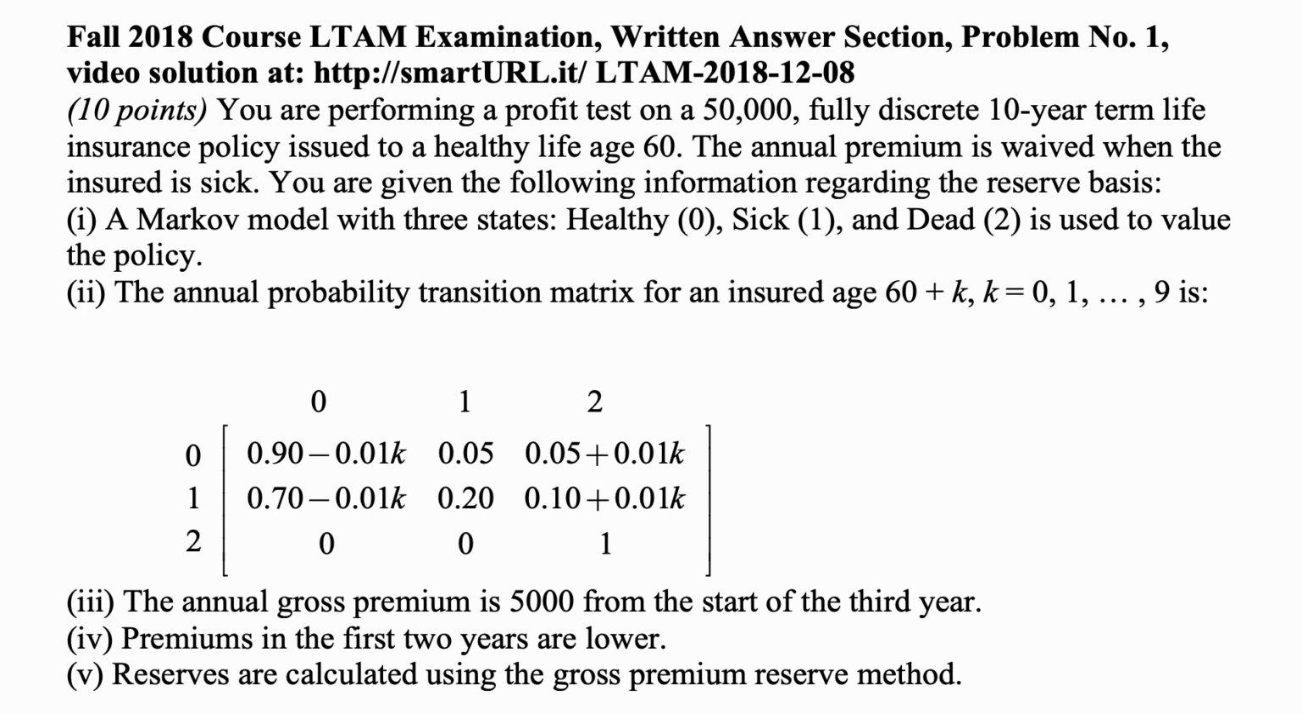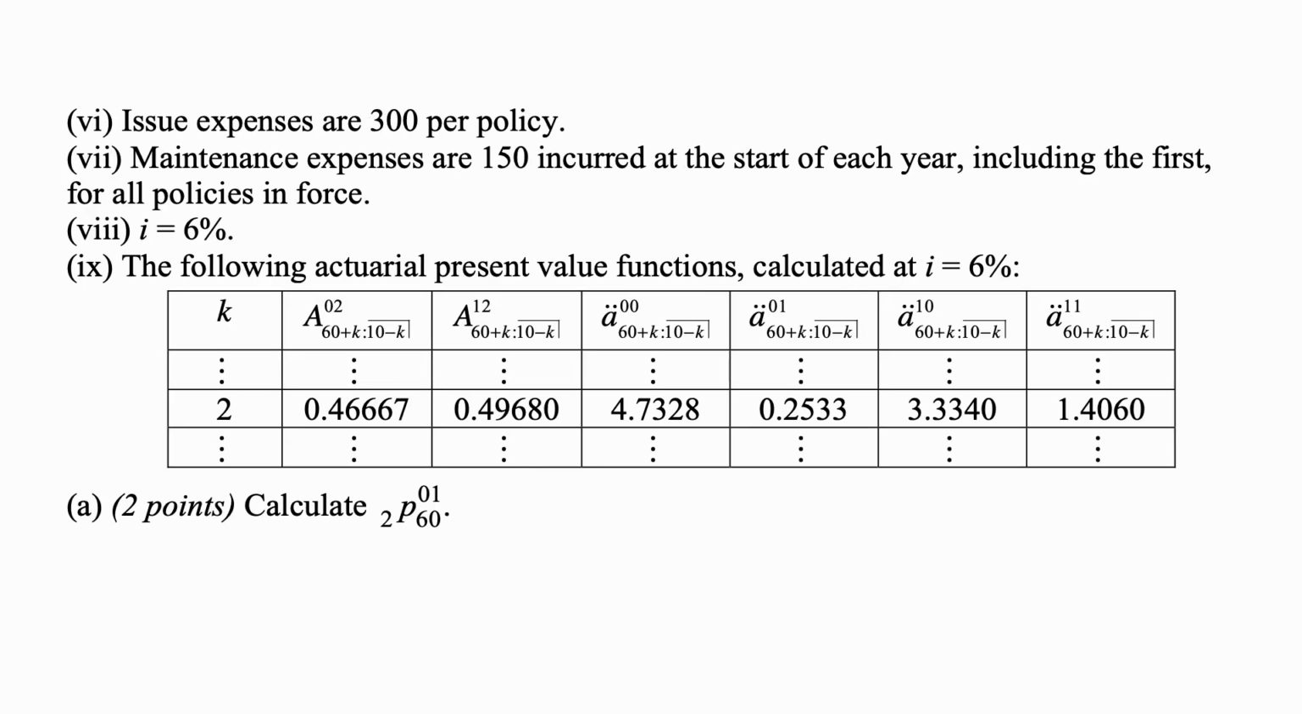The annual gross premium is $5,000 from the start of the third year. Premiums in the first 2 years are lower, but they're not given. We just know that they're lower. Reserves are calculated using the gross premium reserve method. Issue expenses are $300 per policy. Maintenance expenses are $150 incurred at the start of each year, including the first, for all policies in force.